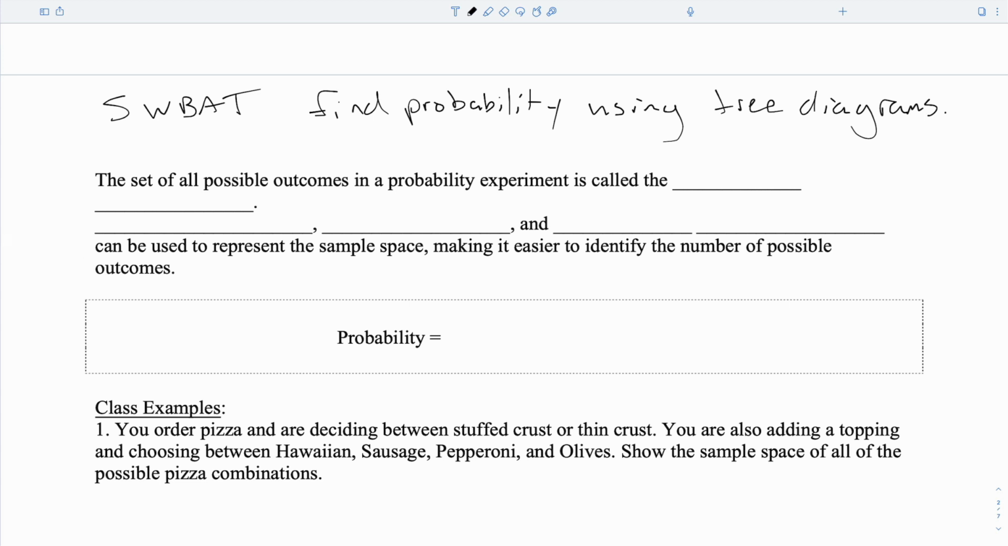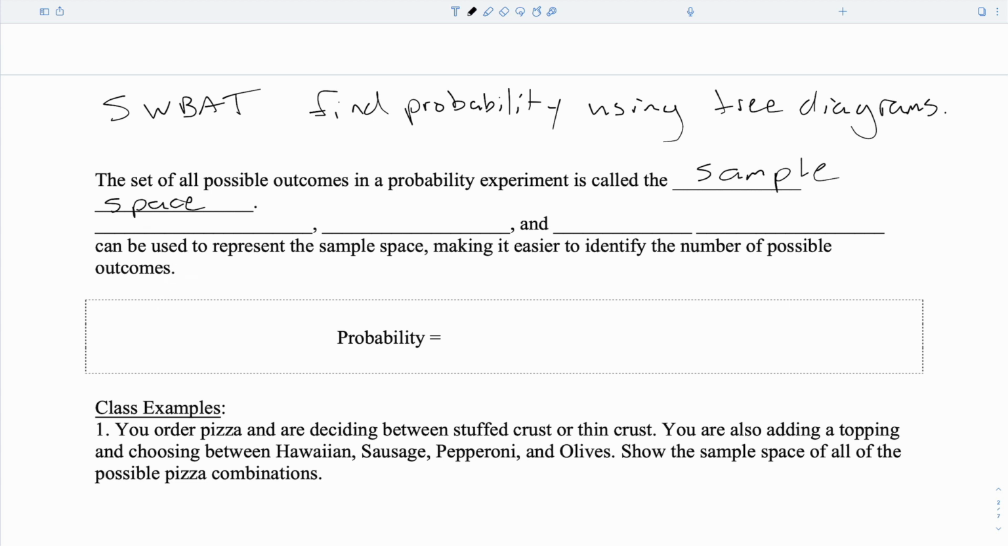Okay, we're loaded. Now we're good to go. Last thing. The set of all possible outcomes in a probability experiment is called the sample space of an experiment. Your sample space is all the possible outcomes in a probability experiment.